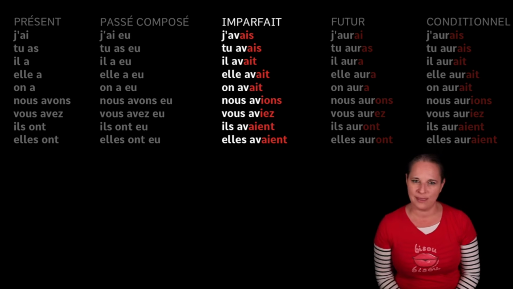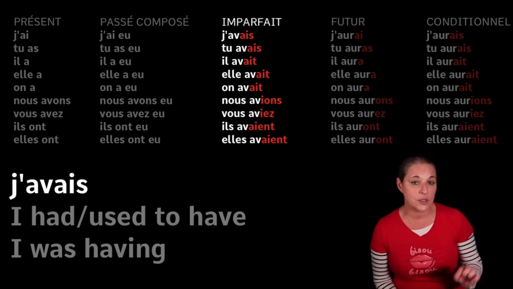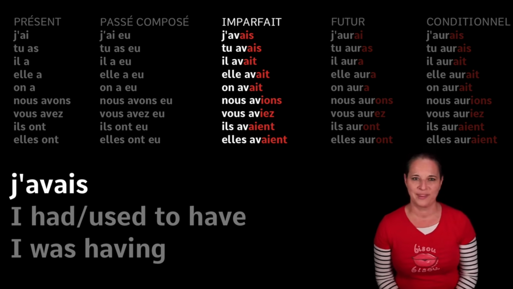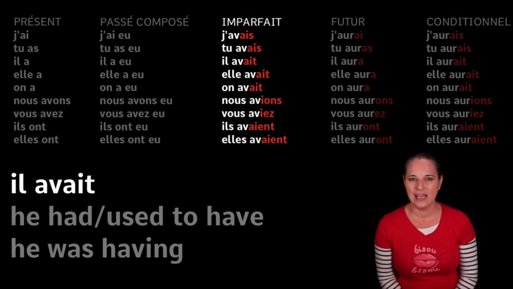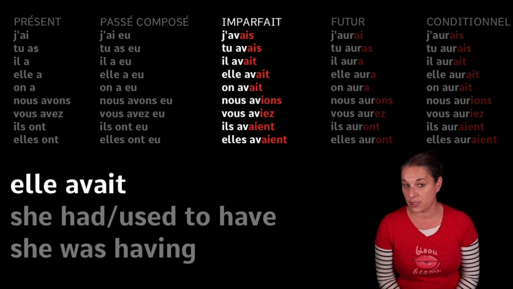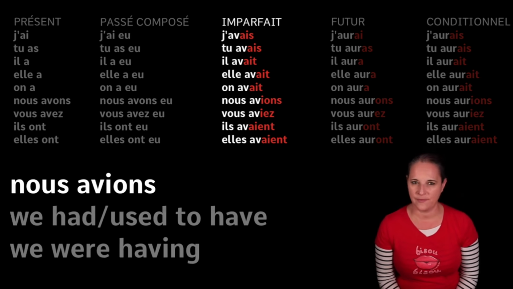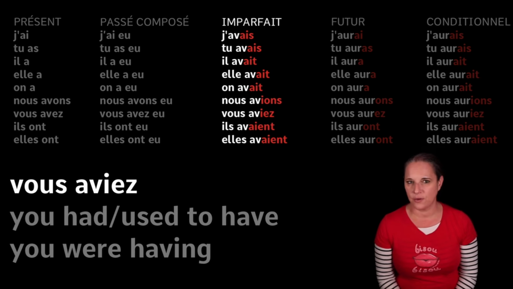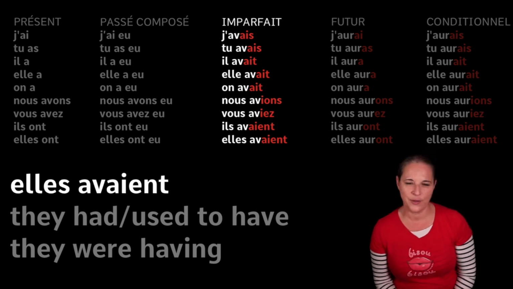So what does it look like in the imperfect tense? It looks like this. J'avais, I had or I used to have, I was having. Tu avais, you used to have. Il avait, he used to have. Elle avait, she used to have. On avait, one used to have. Nous avions, we used to have. Vous aviez, you used to have. Ils avaient, they used to have. Elles avaient, they used to have.